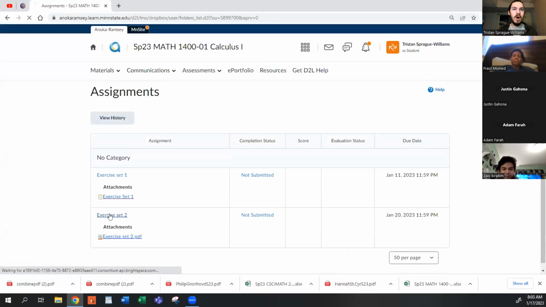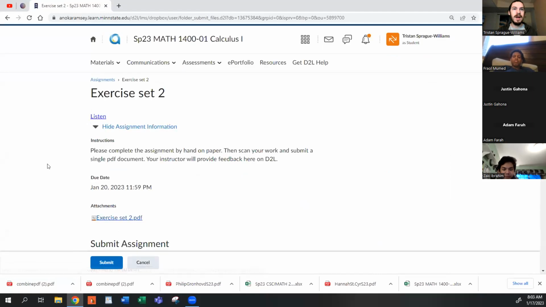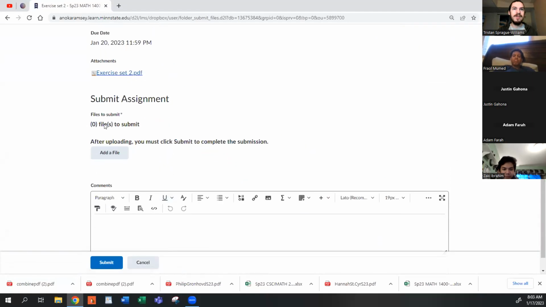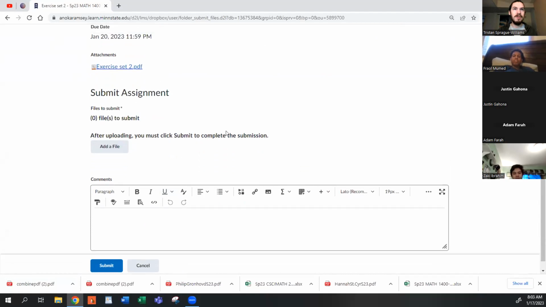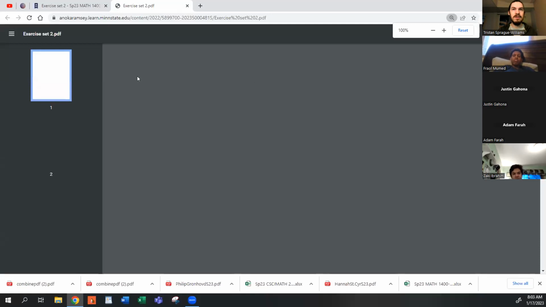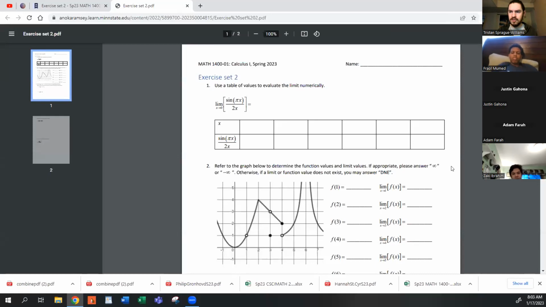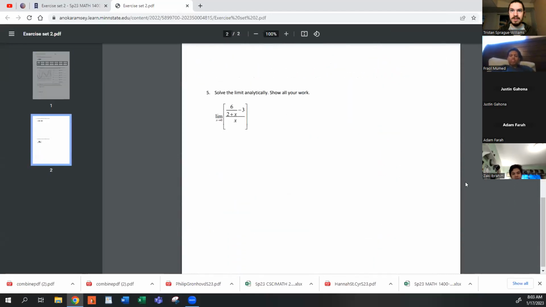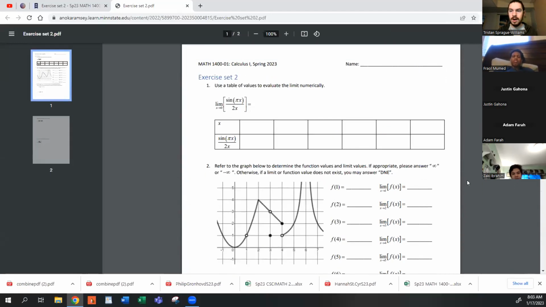When you open exercise set 2, it gives you an option to submit your assignment, which is add your file right here, right? But then also, it's got the actual PDF attached. So there it is. I'll try to get this printed for you guys before class tomorrow, so that when I see you on campus, I can hand you a copy of this paper assignment for you to do before Friday.